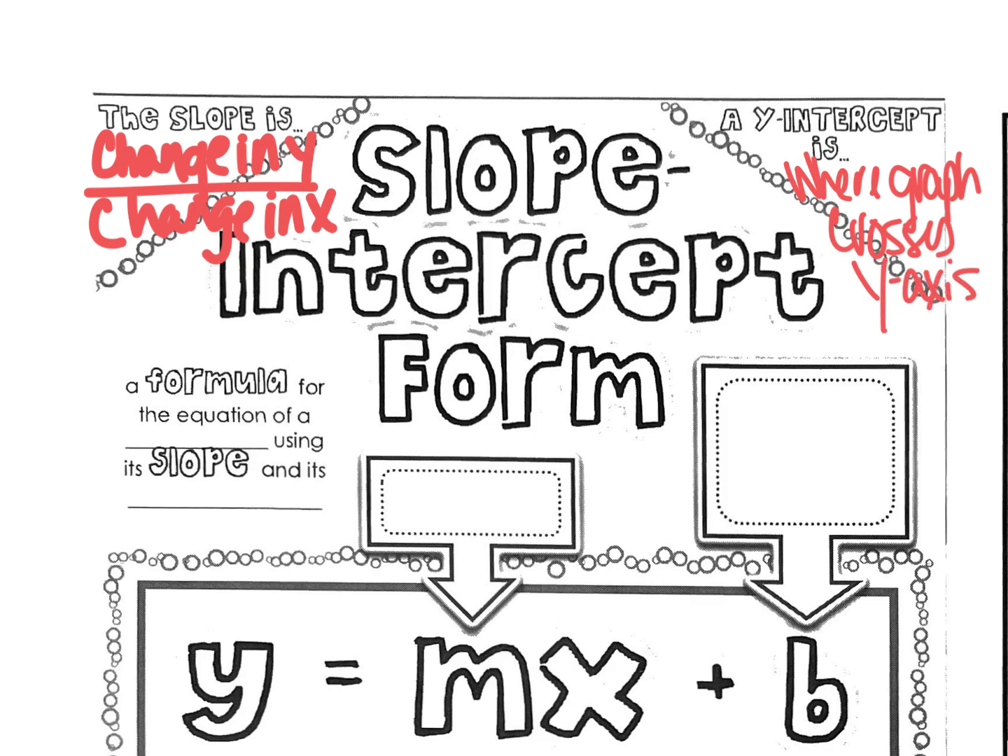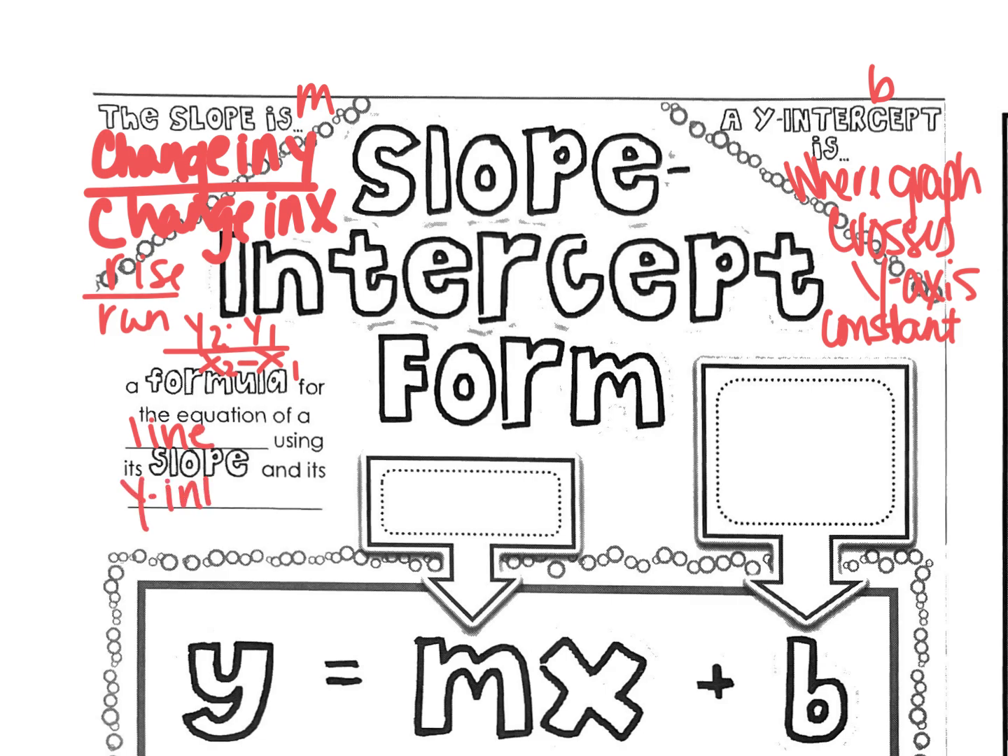There are other things as far as slope-intercept form. You might have seen slope is rise over run. You may have seen y2 minus y1 over x2 minus x1. Slope is also, we use M for slope, B for y-intercept. The y-intercept is also the constant. The formula for an equation of a line using its slope and its y-intercept.